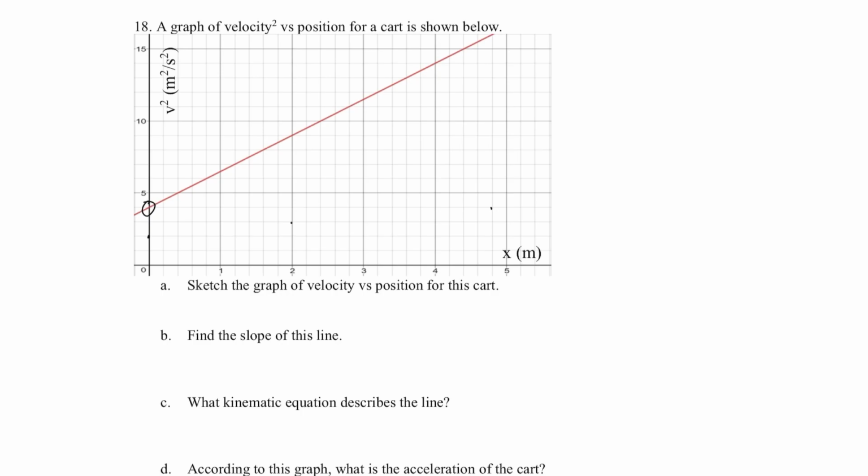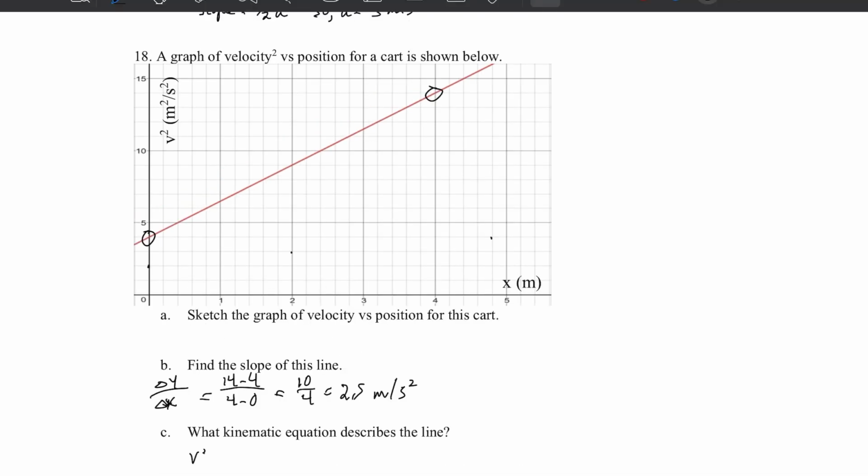Find the slope of this line. So I see it's at 0.4, and then I've got another one at 4.14. So change in y over the change in x. Should have what? 14 minus 4 over 4 minus 0. So that gets me 10 over 4. 10 divided by 4 is 2.5. And this would be meters per second square, because I'm looking at the units.